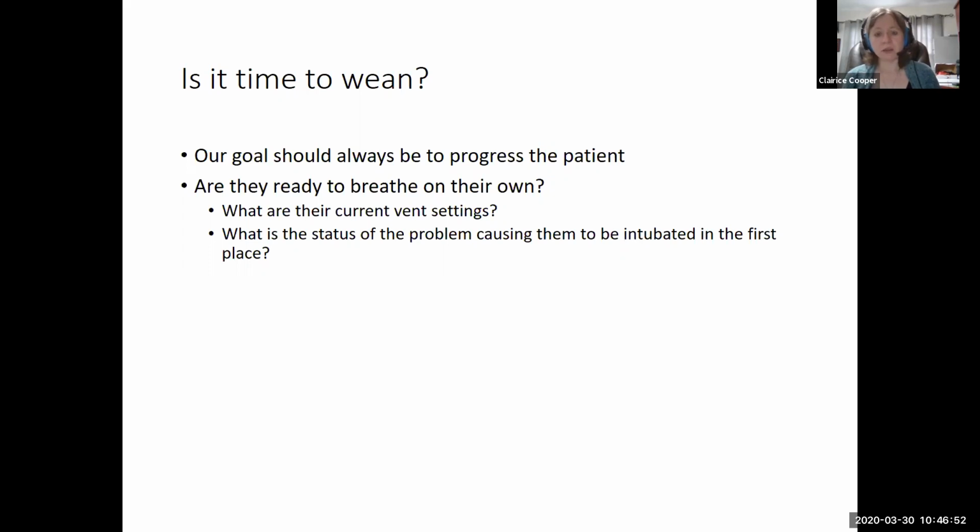So in determining the patient going to a weaning mode, like pressure support, you want to look at their current vent settings. If they still have high peak airway pressures, if they are still requiring high FiO2, if they're still ventilating poorly despite measures you're taking, then you're not going to accomplish anything by pushing them to breathe on their own. Instead, your efforts should be focused on optimizing what you have and fixing what you can.